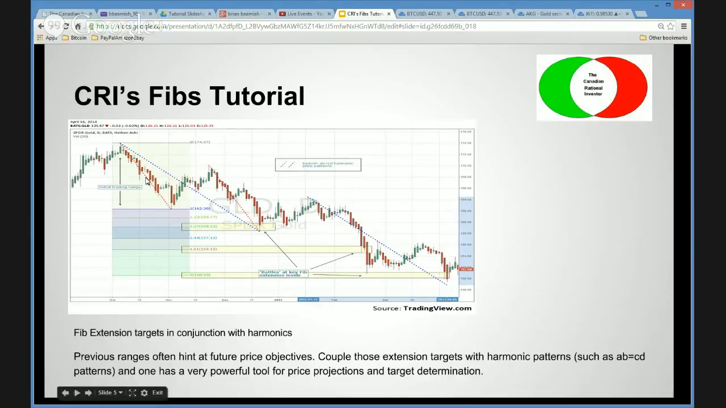So if we look specifically at this, you'll see these red lines. Here's basically a bear ABCD pattern, and that's a small one, and the blue dotted line is a rather large bear ABCD pattern. You can see too how these bear ABCD patterns line up with these fib extension targets.